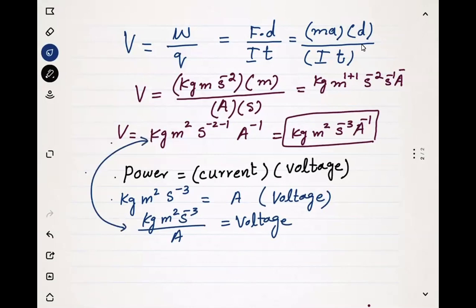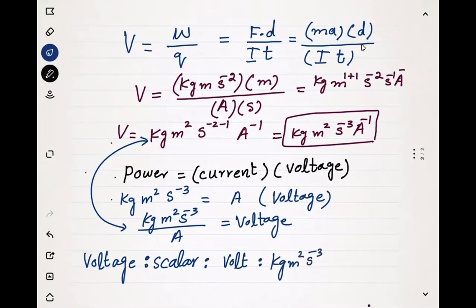So you can say that voltage, which is a scalar quantity, has a unit of volt, and the base unit is kilogram meter square second minus 3 ampere minus 1.